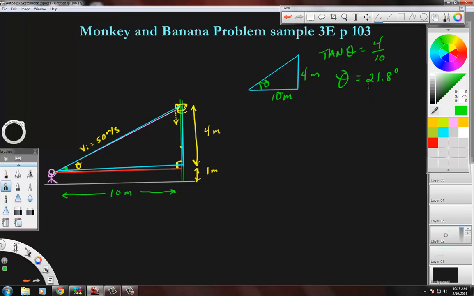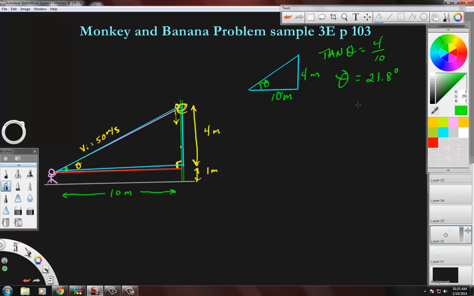Now, you don't want to go rounding crazy here, because this problem's answer depends on accuracy. So you want to go out a few decimal places whenever you can, but 21.8 is what the book and I both use on this one. All right, now we're going to find the time it takes the dart to go to the monkey.